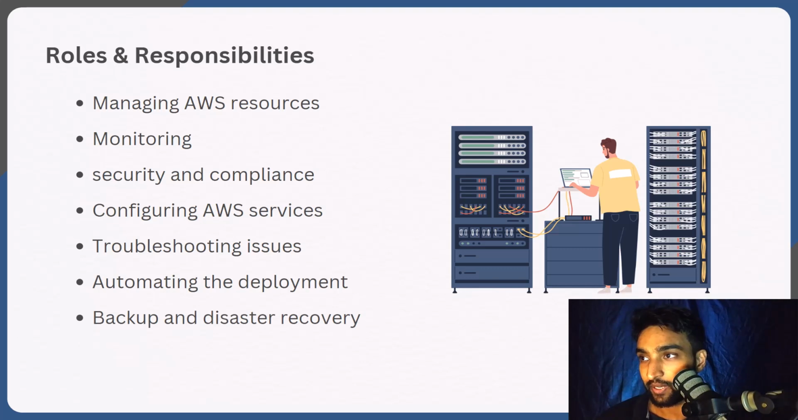Once again, it's pretty self-explanatory. You're going to use some of the AWS services to take the backup of all the existing resources or servers, whatever the data, and make sure that they're fault tolerant.